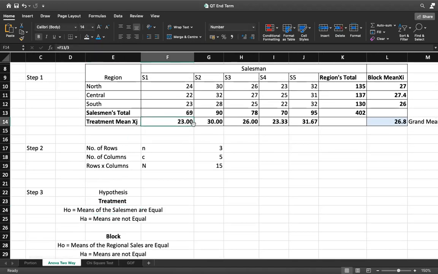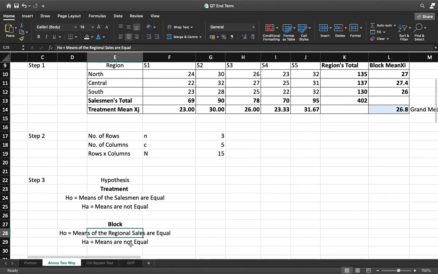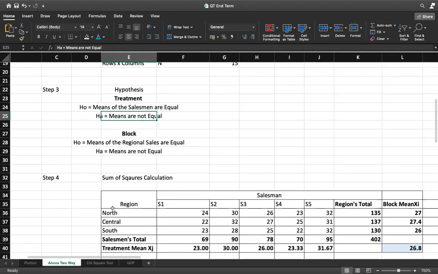So treatment was basically for all of the salesmen. You'll be saying that the means of the salesmen are equal, and the alternate hypothesis is that the means are not equal. For the block, the regional sales means are equal, and the alternate is that the means are not equal. So regardless of what sums you get, the hypothesis will remain the same. The null hypothesis is that your means are equal, and your alternate hypothesis is that your means are not equal. This is common and consistent throughout any sort of sum that you will be getting.